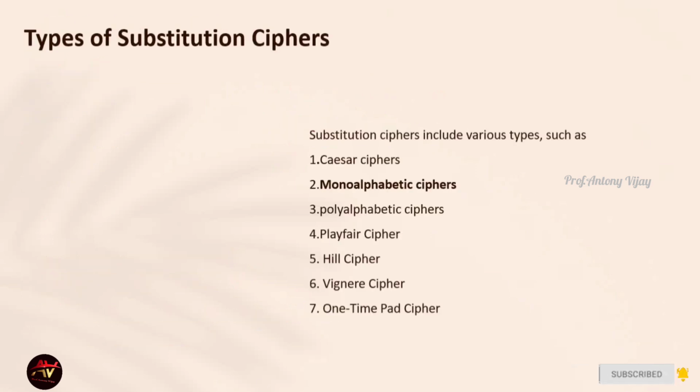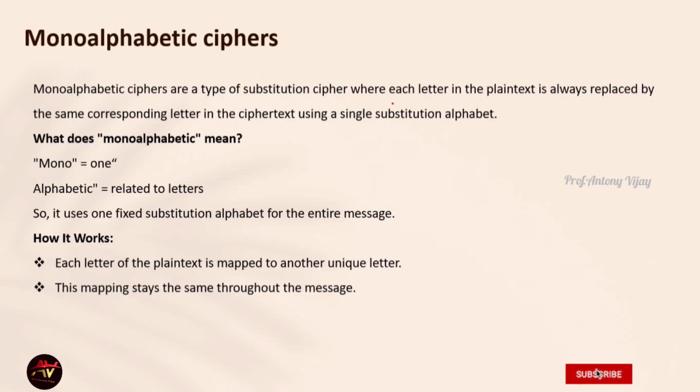Let's see the second topic, that is monoalphabetic cipher. In a monoalphabetic cipher, each letter in the plain text is always replaced by the same corresponding letter. For example, if it is A, it can be replaced only with K. So wherever A comes, we are supposed to use only K. This is one of the drawbacks. If one letter has been guessed, the other letters are also easily guessed. So monoalphabetic is also one of the weaker ones. What is the meaning of monoalphabetic? Mono means one, and alphabetic means it is related to letters.